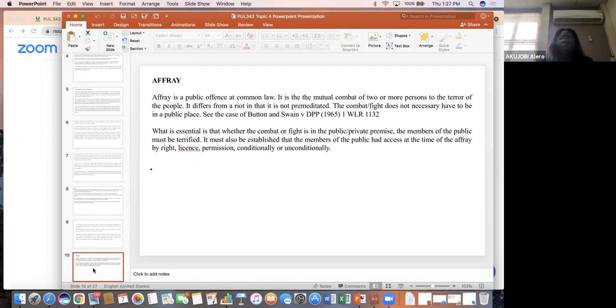So the difference between it and riot is that riot is a planned action. People have planned that today they are going to disturb the peace, and in disturbing the peace, they are going to do it riotously. They are going to carry weapons, they are going to destroy things. Affray is not premeditated. A fight does that, and you find yourself either wanting to defend yourself or to do one thing or the other. So what is essential is that it could be in a private place or publicly, understand that. It doesn't necessarily have to end up in a public place.